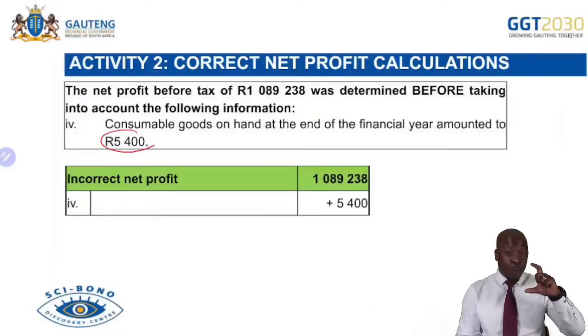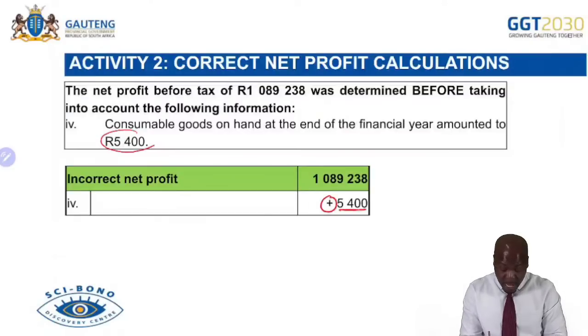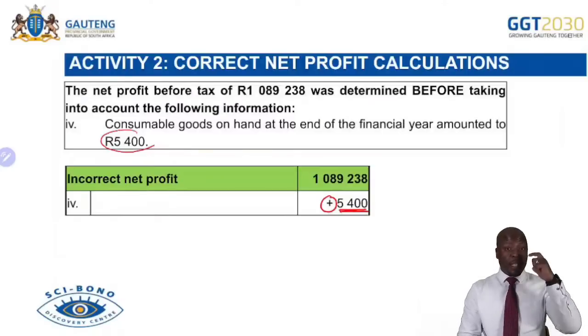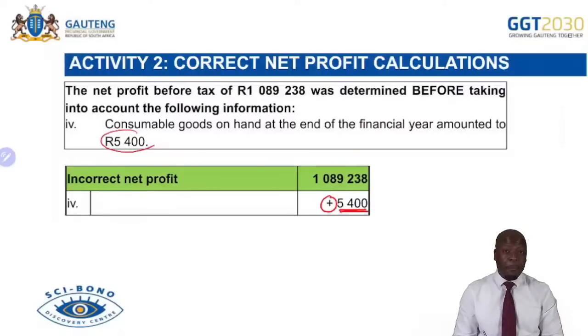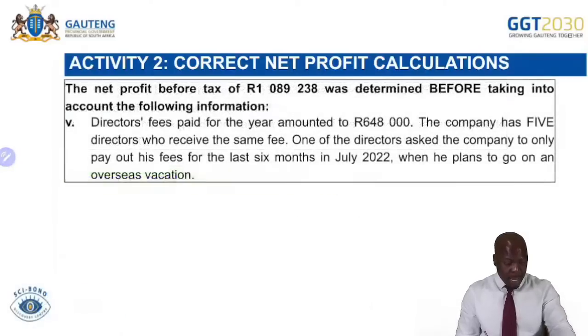The right way then would be that we add it to our net profit. Hence, you see the 5.4. When an expense is overstated, it decreases the net profit. The correction is to add it back so that our net profit can be corrected. Hence, you see consumable goods on hand that were not recorded, we added to our net profit in the calculation of correct net profit. Let's go on to the next adjustment.